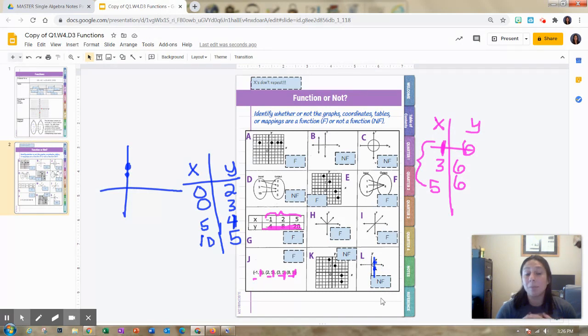So today you're going to be going through a whole bunch of problems, whether it's a list of ordered pairs, a table, a graph, or mapping, and you're determining, is it a function or is it not a function?